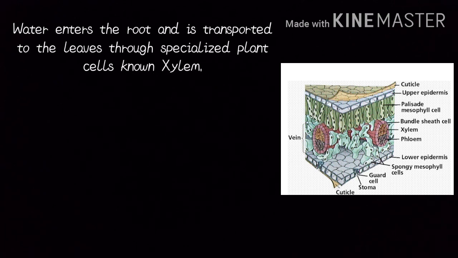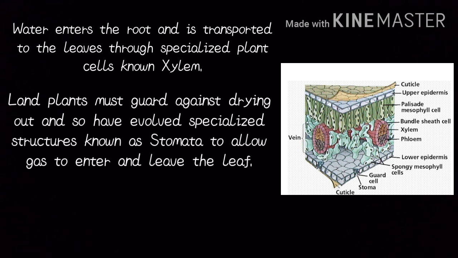Water enters the root and is transported up to the leaves through a specialized plant cell known as xylem. Land plants must guard against drying out and so have evolved specialized structures known as stomata to allow gas to enter and leave the leaf.